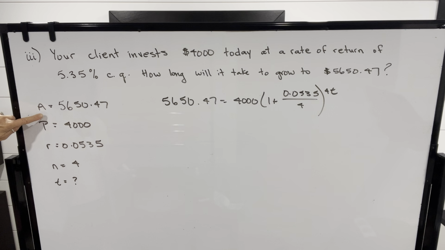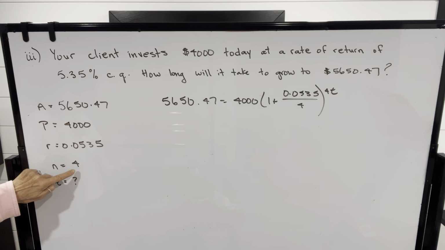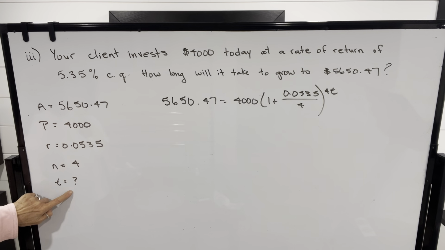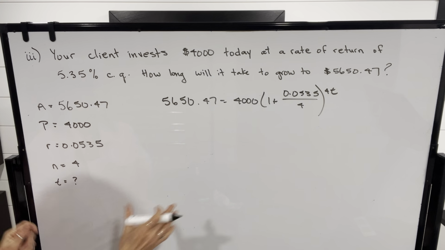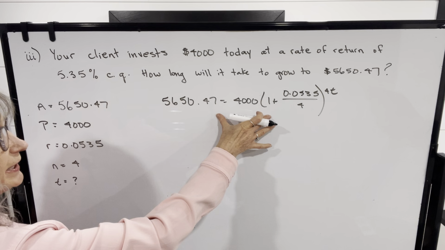formula. We know future value, we know present value, and we know our interest rate. It's compounded quarterly, which is 4 times a year, and we're finding time. We plug those values into our compound interest formula and we get this.